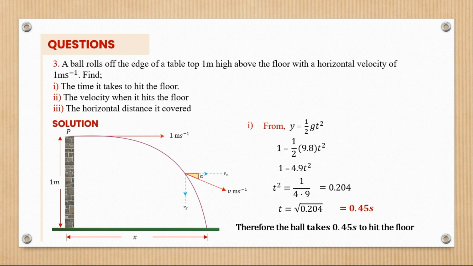Now in part 2 we're told to find the velocity when it hits the floor. And how do we do that? We're going to first find Vy. So Vy = gt, and then we have 9.8 times 0.5. Basically, because we're looking at the speed when it hits the floor, we're dealing with the time of flight as our time, which is 0.5 as we've just discovered. So now Vy is equal to 4.43 meters per second.